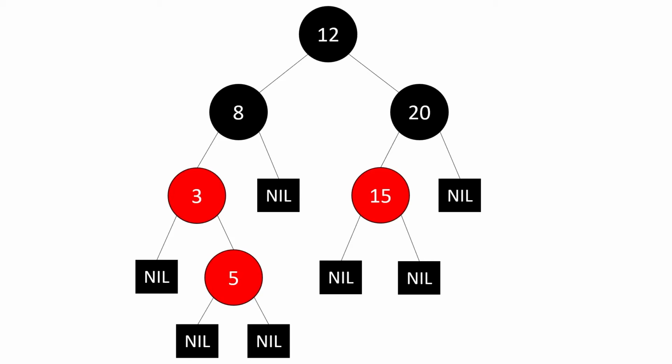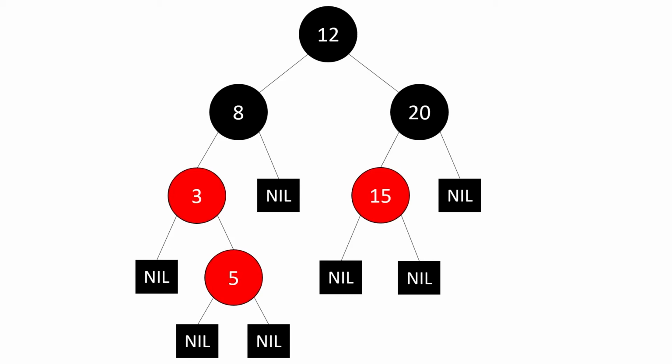Well, what case is this? Well, we have to look at the sibling node. 5 is X, and then its parent, 3, is labeled Y. Well, what's Y's sibling? Well, it's a null node, and all null nodes are black. So the color of the sibling is black. This is case number 2 for insertion. And this happens to be an LR case.